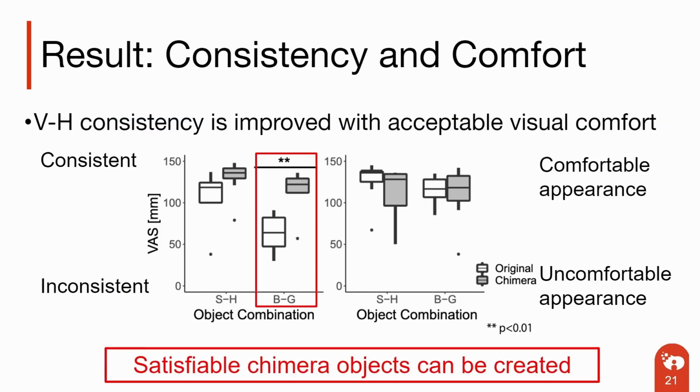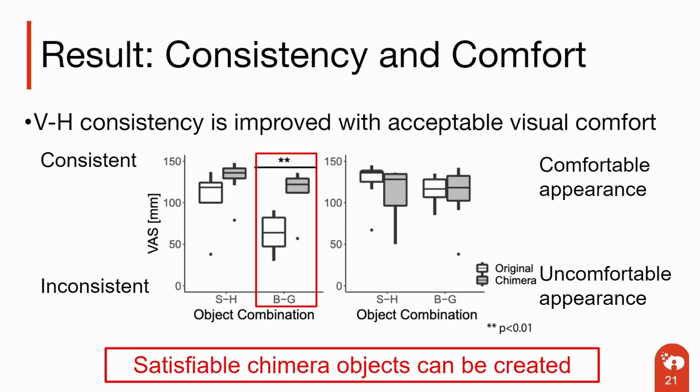The left figure shows the level of participants' perceived Visuo-Haptic consistency. We found a statistically significant difference in Task B, where a real banana was used for a virtual gun. In this task, chimera objects alleviated the haptic discomfort. On the other hand, no statistically significant differences were found in Task A, where a real spatula was used for a virtual hammer. This is probably because the grip shapes were somewhat similar to each other from the beginning.